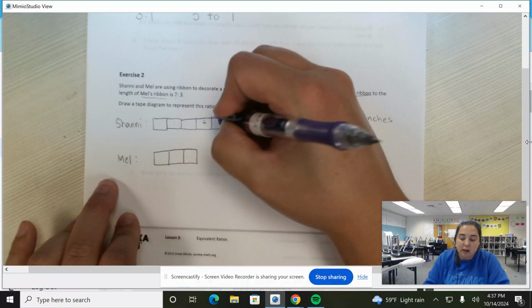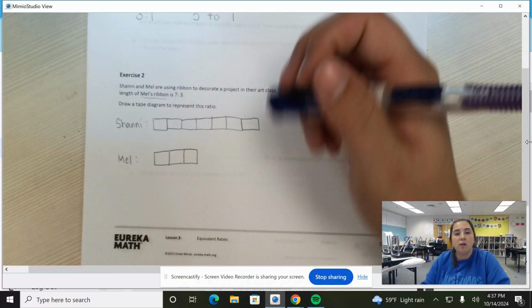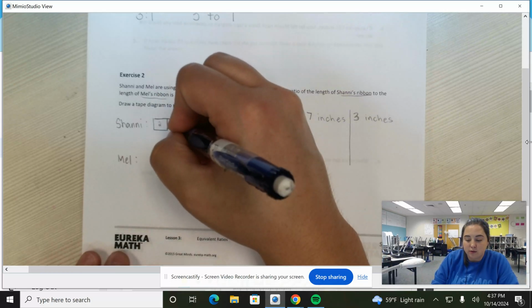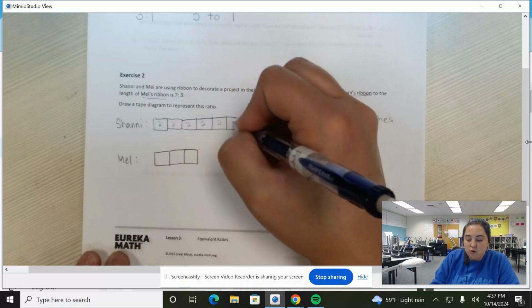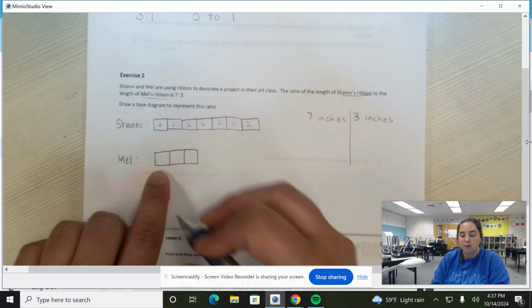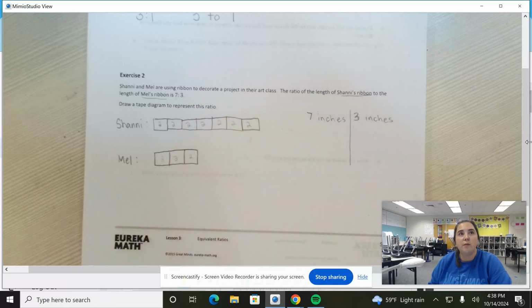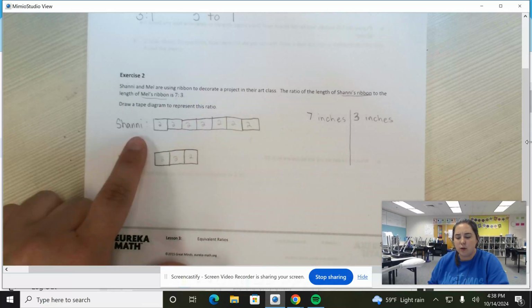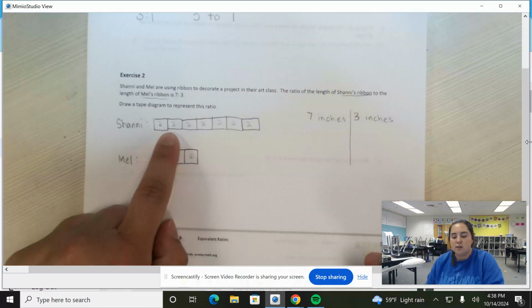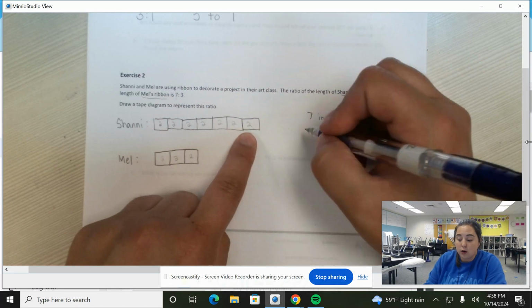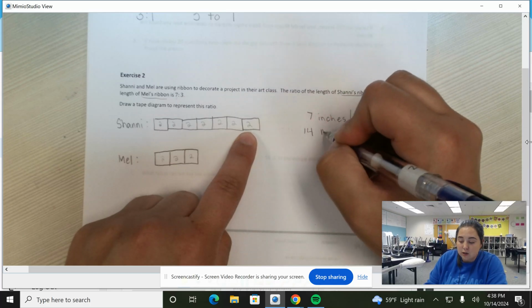What if instead of 1 inch, what if each unit was actually 2 meters? So remember, a meter is about that big. 2 meters. It's going to be a long piece of ribbon. Each unit is 2 meters. Then Mel's also has to be 2 meters for each unit. Now how long is Shani's ribbon? 2 meters, so it'd be 2, 4, 6, 8, 10, 12, 14 meters long.